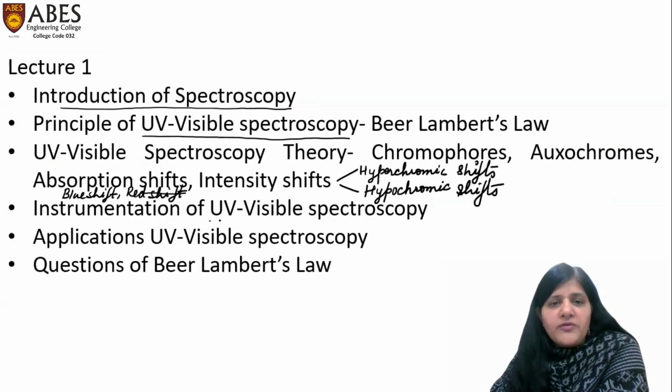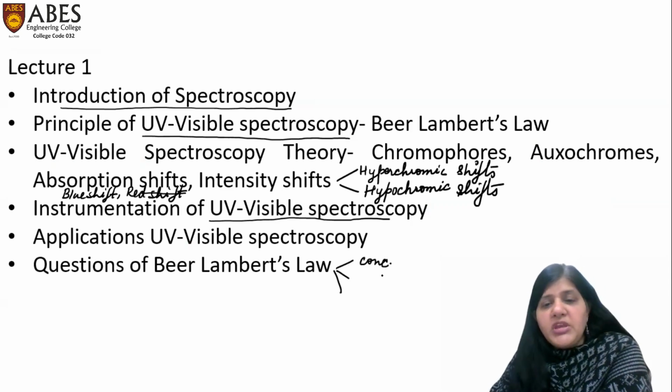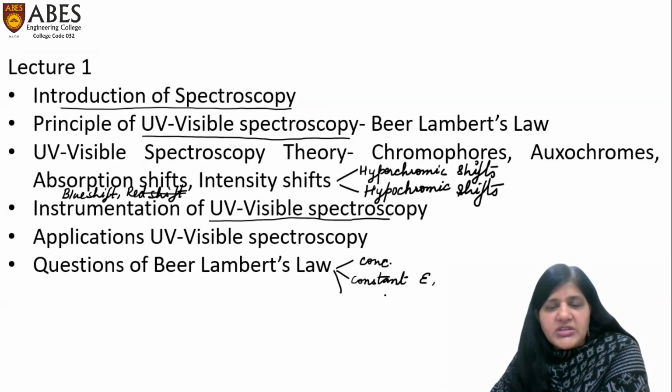Then there will be a discussion of the instrumentation of the UV visible spectrophotometer, or UV visible spectroscopy. Then applications of UV visible spectroscopy and the various questions related to Beer-Lambert's law, in which there will be a discussion of how the concentration of any medium can be determined by using Beer-Lambert's law, how the constants of Beer-Lambert's law, that is absorptivity and molar absorptivity, can be calculated, and also how the absorbance and transmittance of a medium can be calculated by using Beer-Lambert's law.